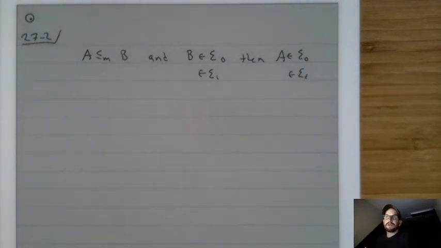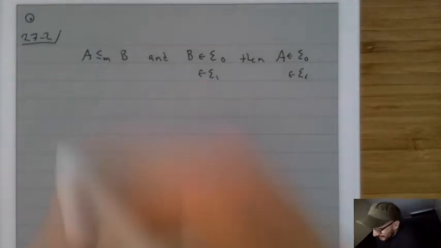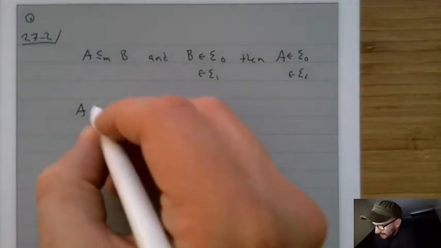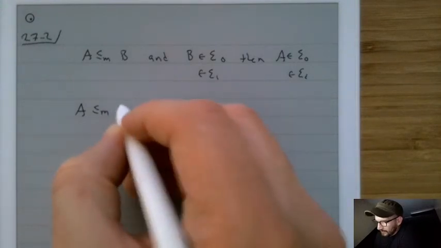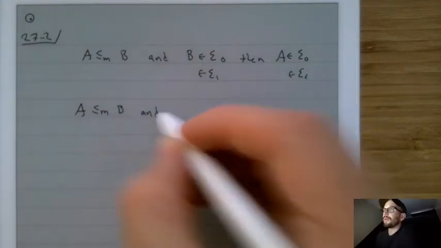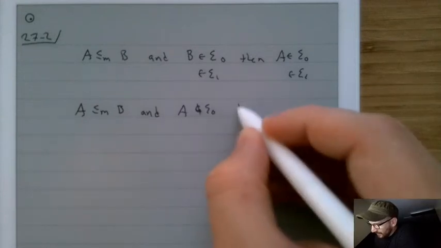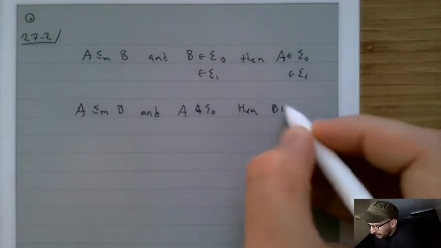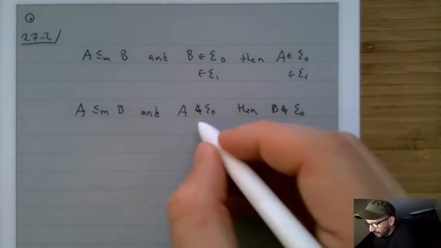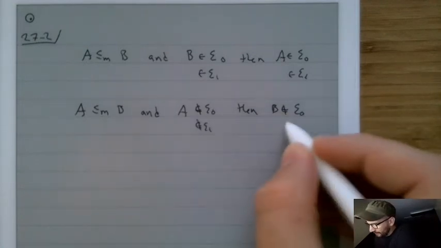But also more interestingly, something that we know is that if A is mapping reducible to B, and we know that A is not inside of sigma 0, then that tells us that B must not be inside of sigma 0 either, or correspondingly sigma 1.